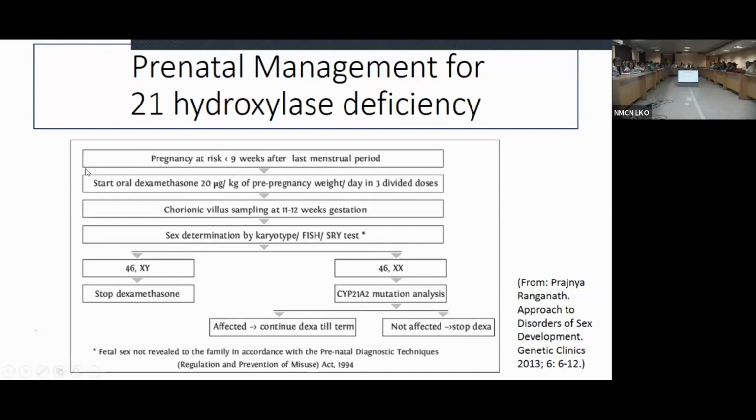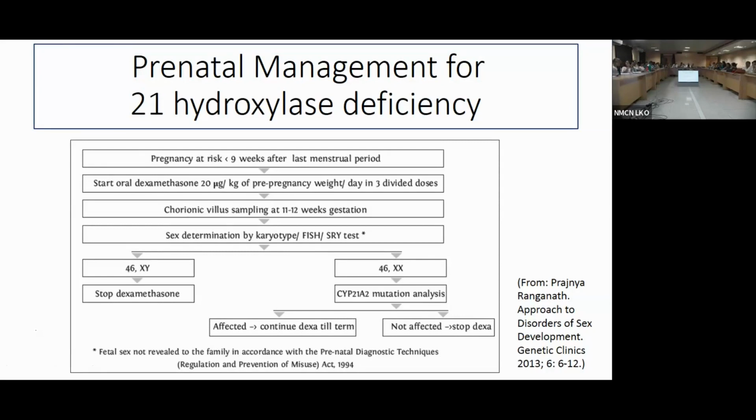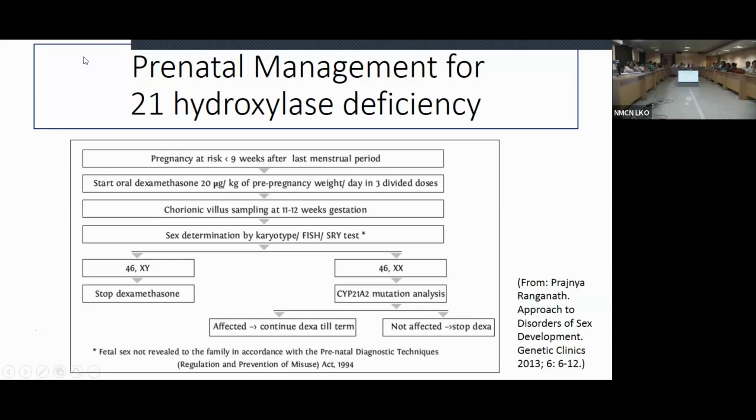But in places where it is permitted, if they find that it is actually a male fetus, which is not affected, anyway, you don't have to do it. So you'll do a CVS with a targeted mutation analysis and the gender, to see whether it is male or female. Now, if it is a male fetus without CAH, obviously you will stop the dexamethasone. Female fetus without CAH, you will stop the dexamethasone. Male fetus with CAH, also you will stop the dexamethasone because there is no risk of virilization there. And only a female fetus with CAH, you will continue it till term.